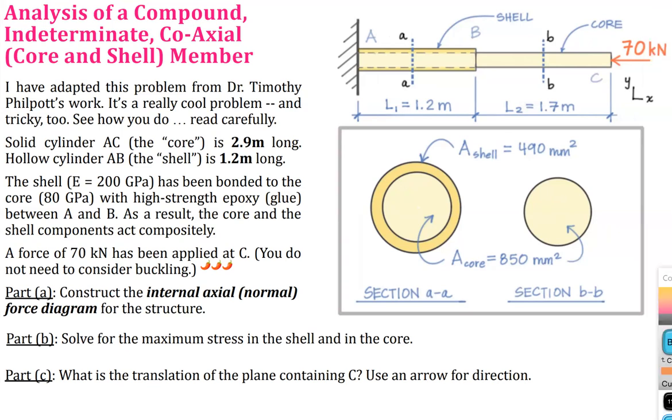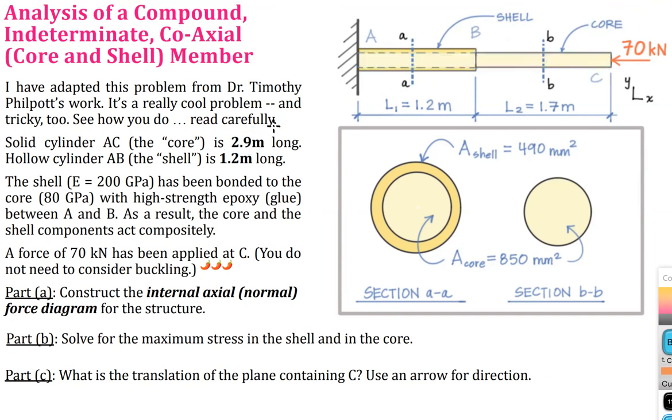In this member, we see planes A, B, and C. And we see that the member has been created by taking a shell element. Think of that as a hollow cylinder that's 1.2 meters long. And a core element, like a continuous solid cylinder that runs this entire length. So if we sum up 1.2 and 1.7, we'll get a length of 2.9 meters for that element, okay?